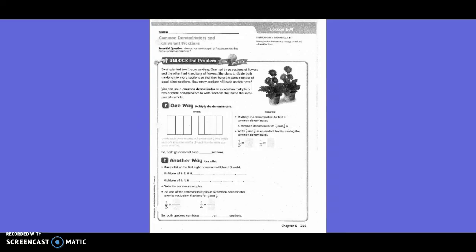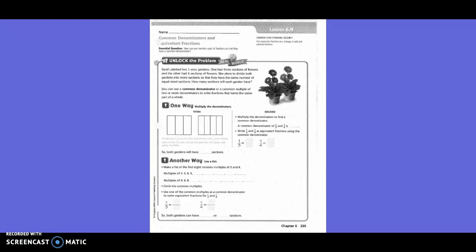Fifth grade, Chapter 6, Lesson 4, Common Denominators and Equivalent Fractions. Unlock the problem. Sarah planted 2 one-acre gardens. One had 3 sections of flowers, another had 4 sections of flowers. She plans to divide both gardens into more sections so they have the same number of equal-sized sections. How many sections will each garden have?